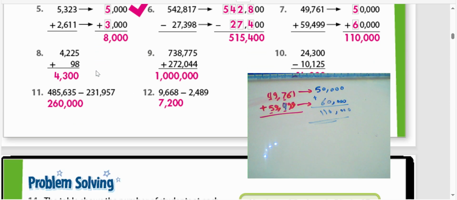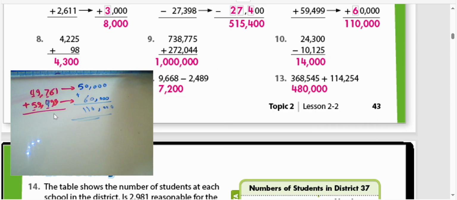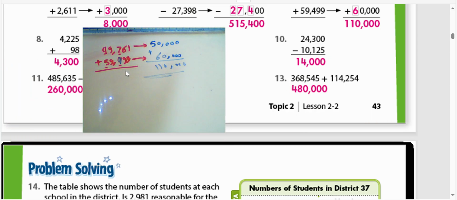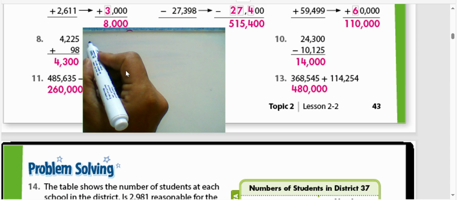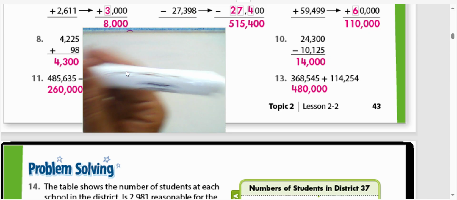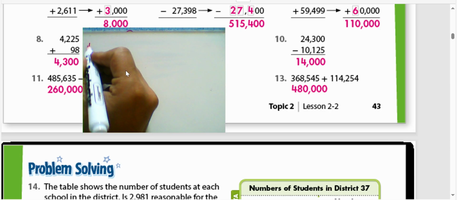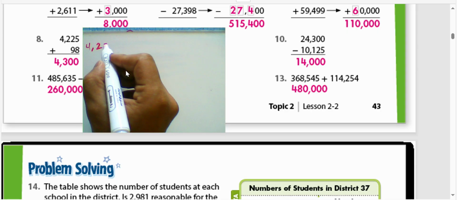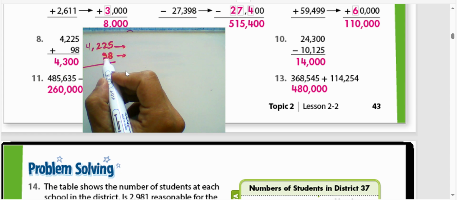Next question, number 8. We can add together these numbers. We will solve the steps. Look at here. This number, we want to approximate to the nearest what? To the nearest 100. Here we want to find the result by approximating. Okay, look at the steps here. This number, 4,225 plus 298. We can approximate each one to the nearest what?